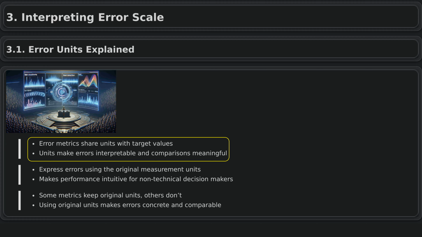Common metrics like mean absolute error and root mean squared error share the same units as the target variable, which makes them easier to interpret intuitively.